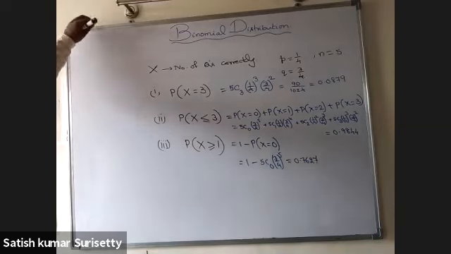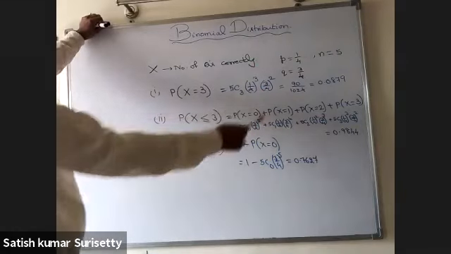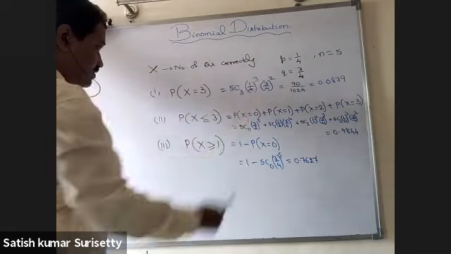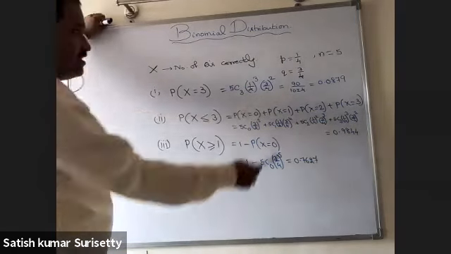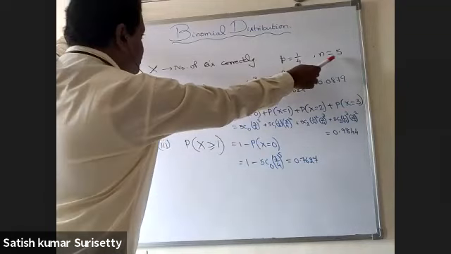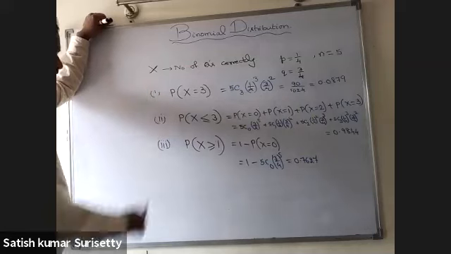In this, the probability of getting a success, meaning getting a correct answer, is 1 by 4. Not getting a correct answer is 3 by 4, because 4 options are there and only one option will be correct. So p equal to 1 by 4 and q equal to 3 by 4. And the number of questions is 5, so n equal to 5. So it follows a binomial distribution.